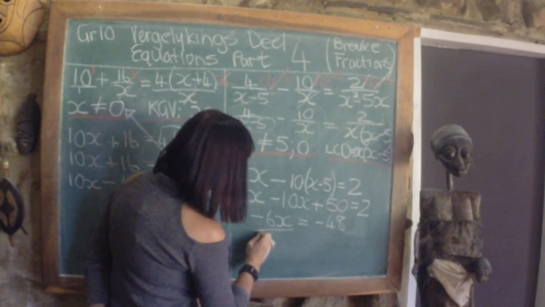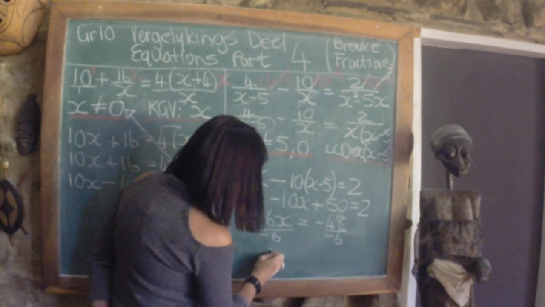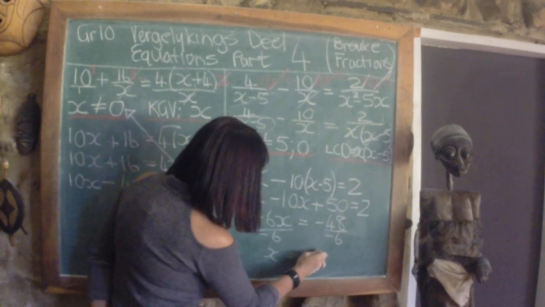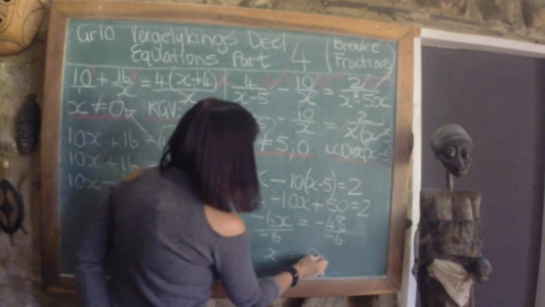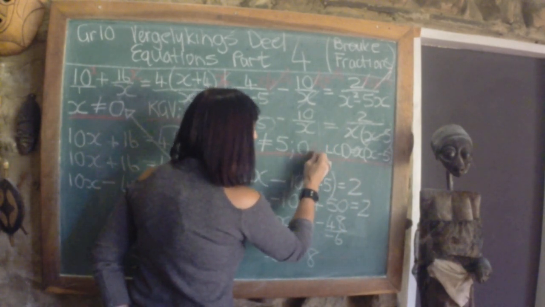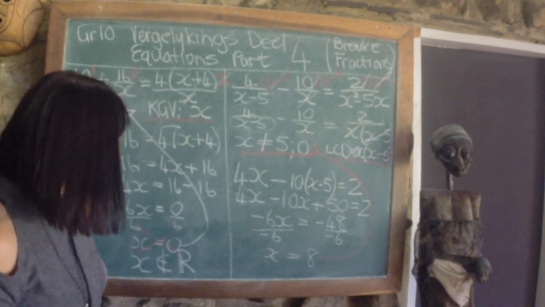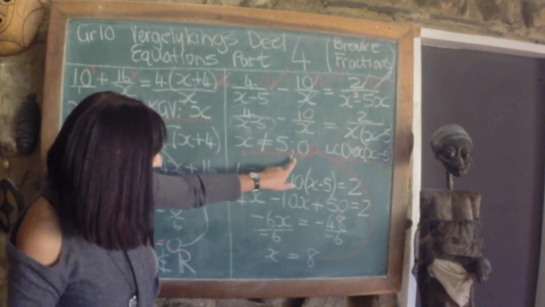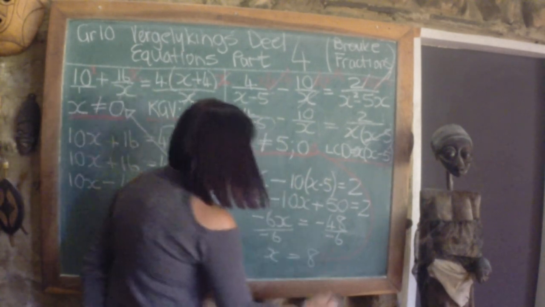You can divide with minus 6 on both sides to get the x to equal 8. Nou het ek my antwoord gekry en ek gaan verwys gou na my beperking. My warning, I'm referring to my warning. X may not be 5 or 0, but x is 8. So I'm happy. That's my answer.